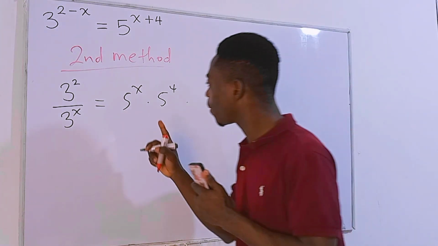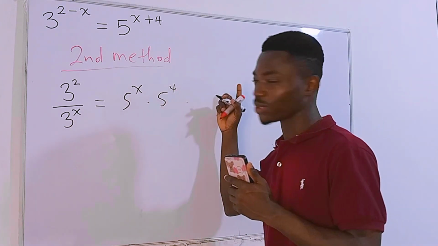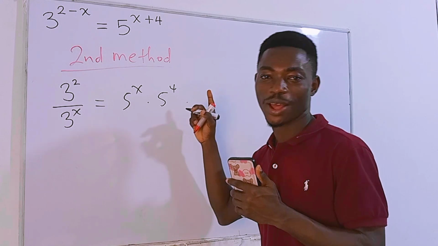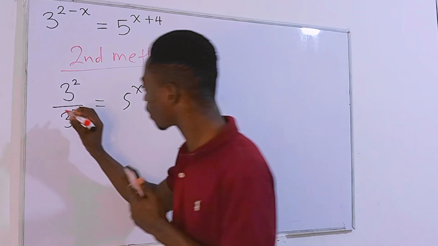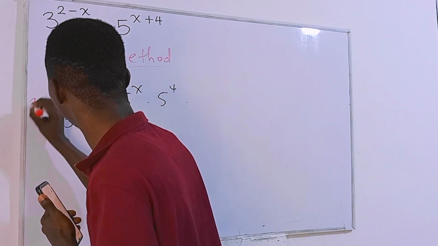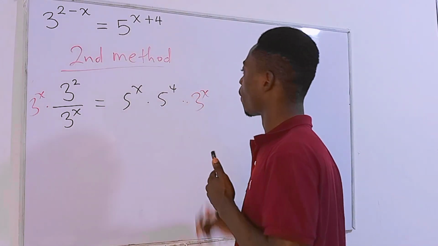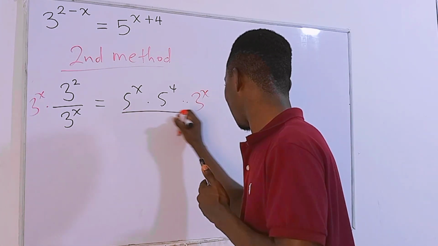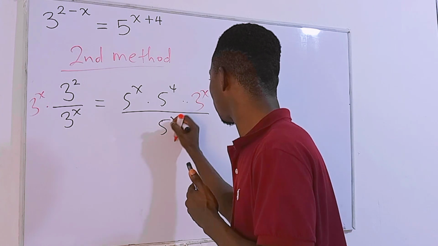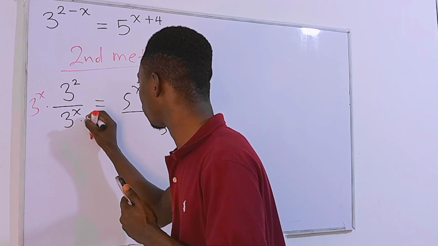We want to group like terms in such a way that all the terms with power x will come to this side, then all the terms without power x will move to the left hand side. We can do that by first multiplying this side by 3 to the power x and this side also by 3 to the power x. Then again, we can also divide each side by 5 to the power 4.